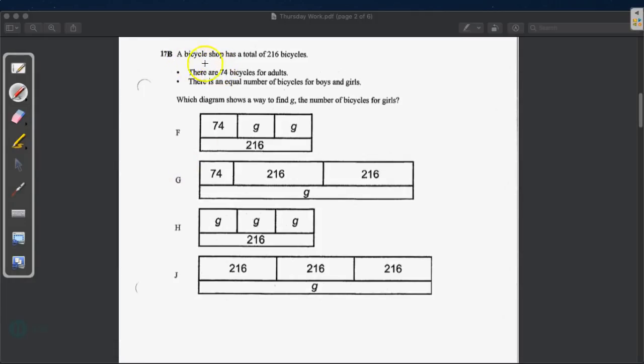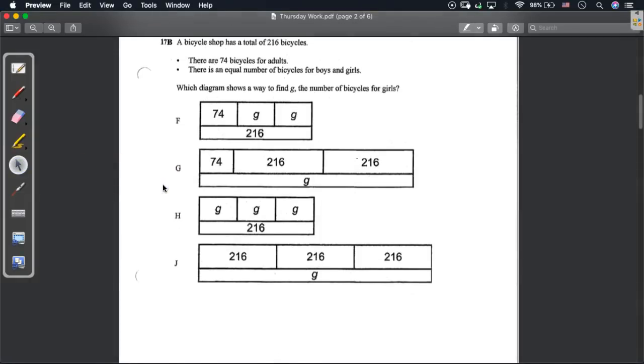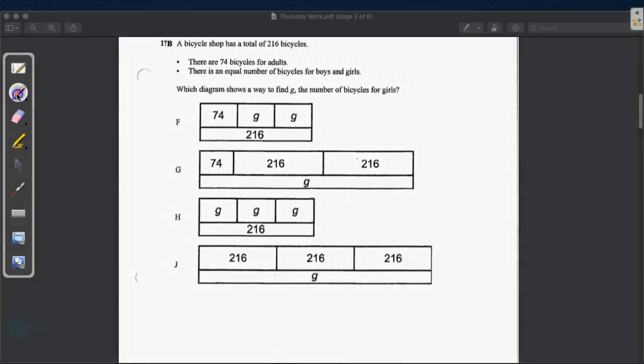a bicycle shop has a total of 216 bicycles. There are 74 bicycles for adults. There is an equal number of bicycles for boys and girls. Which diagram shows a way to find G, the number of bicycles for girls? So we want to know which of these can help us find the bikes for the girls.